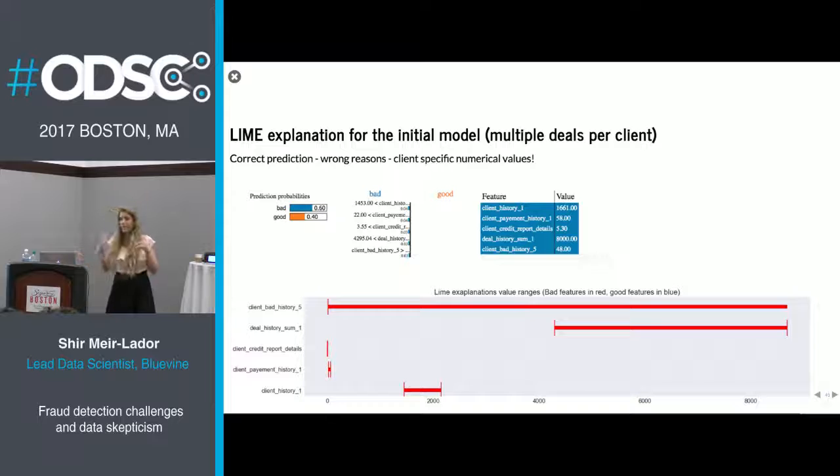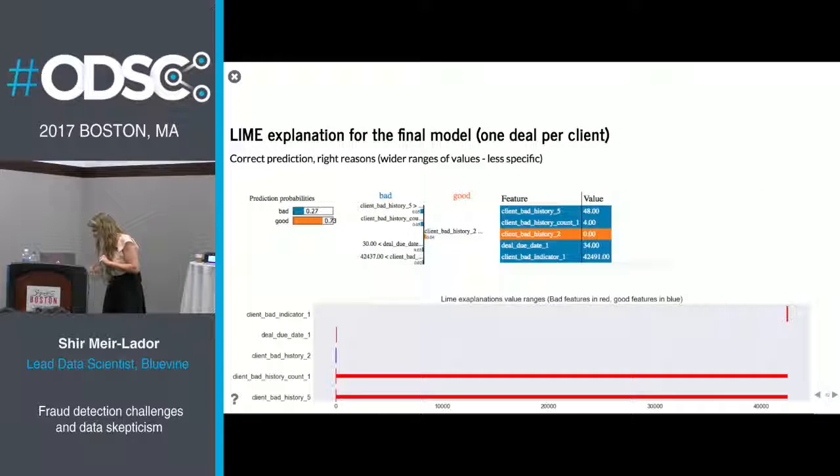Now, I applied the same with the same sample. I applied Lime on the final model, one of the models from the ensemble. I didn't use all of them together. And this is the result I got, the explanation of Lime for this. And here, first of all, not all of the features are bad. There is also one good feature, which is a more balanced picture.